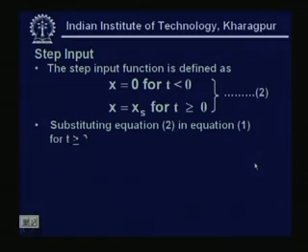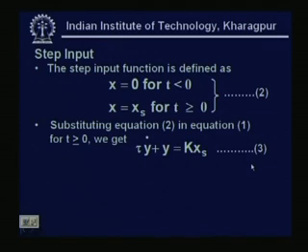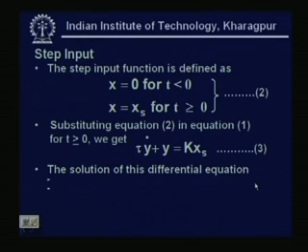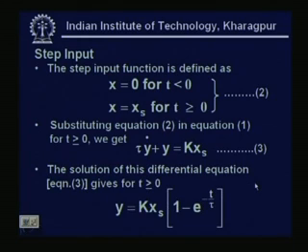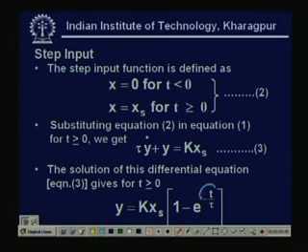Now substituting equation 2 in equation 1 for t greater than or equal to 0, we get tau y dot plus y equal to k xs. I have given this equation number 3. The solution of this differential equation 3 for t greater than or equal to 0 is y equal to k xs times (1 minus e to the power minus t by tau), right, very carefully. So, e to the power minus t by tau. These are of significance, and k xs.